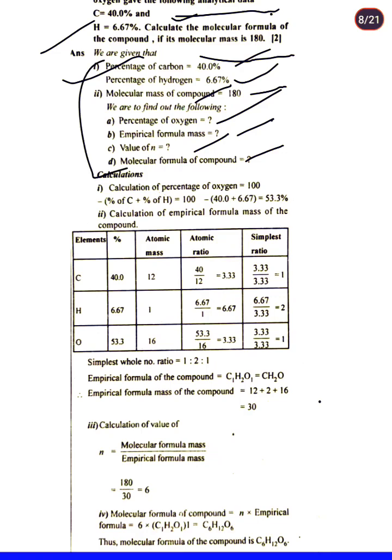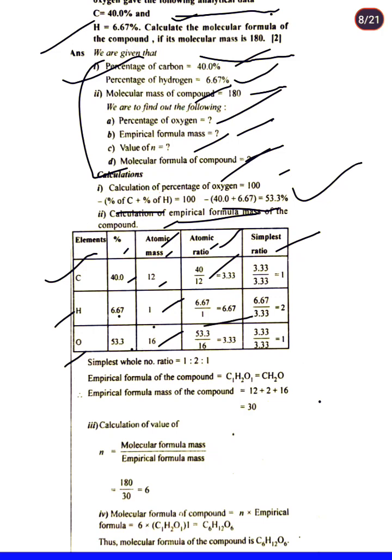First calculate the percentage of oxygen, that is 100 minus the percentage of carbon and hydrogen, and we will get 53.3%. Next calculate the empirical formula using this table: name of element, percentage, atomic mass, atomic ratio, and simplest ratio. First carbon, hydrogen, and oxygen. Given percentages are written here. Atomic mass: carbon 12, hydrogen 1, and oxygen 16. Atomic ratio: 40 divided by 12 is 3.33, hydrogen 6.67 divided by 1 gives this value, and oxygen 53.3 divided by 16 is 3.33.